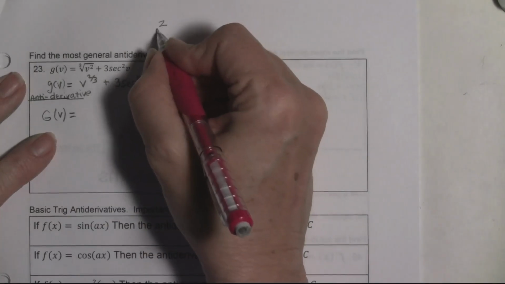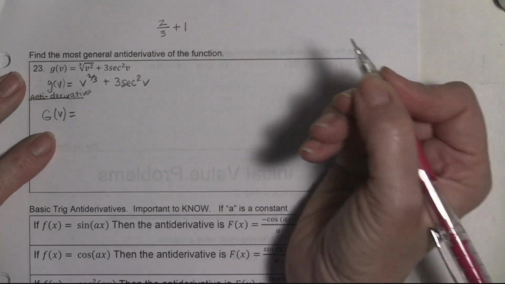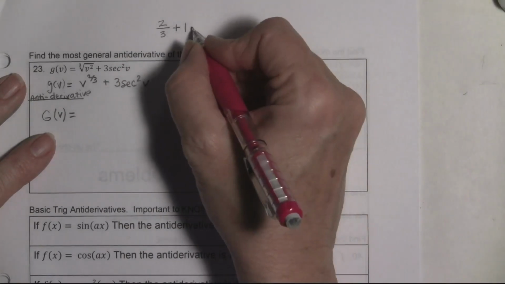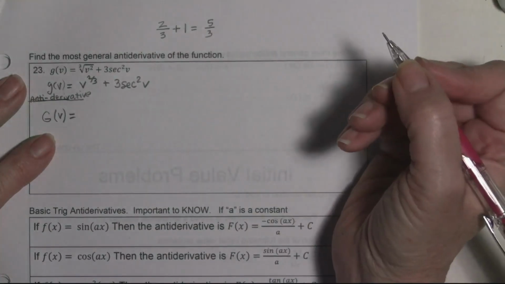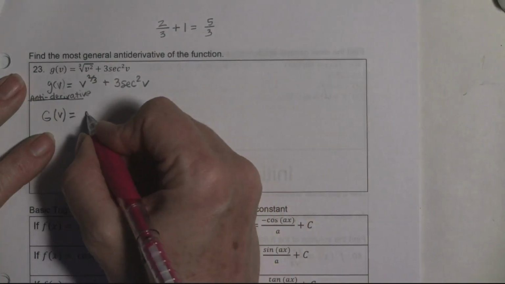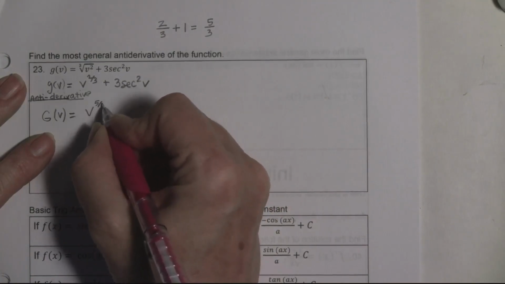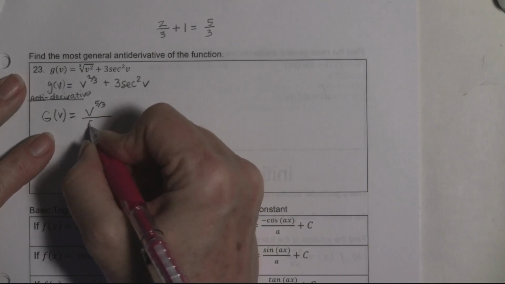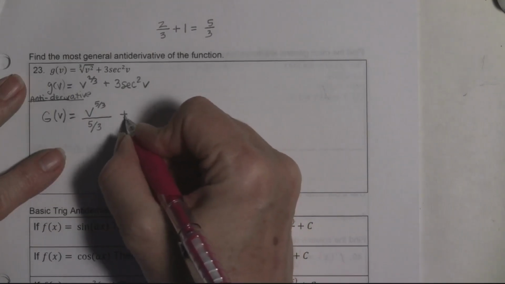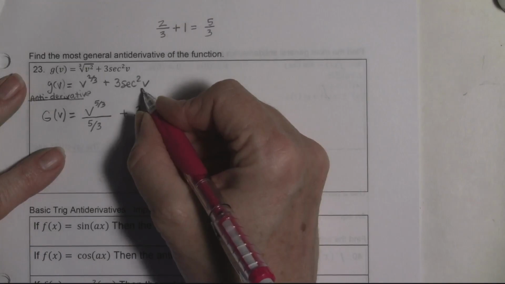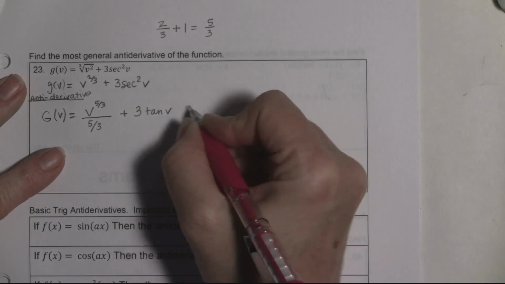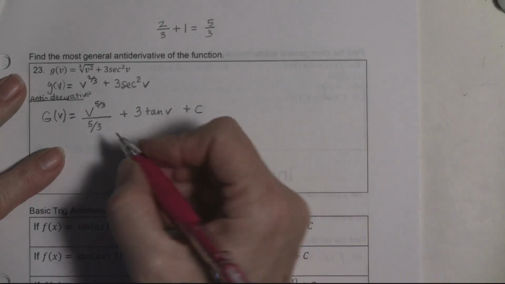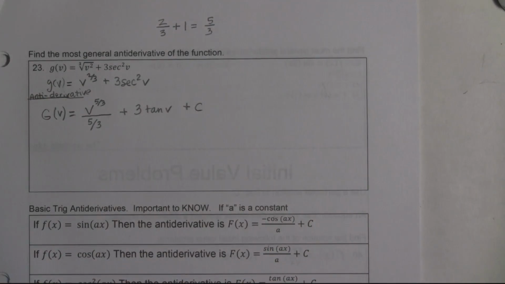So I add 1. I'm thinking 2/3 plus 1, right? Because I'm going to add 1 to the exponent. And that equals 5/3. And you can use your calculator. So this is going to look like v to the 5/3 divided by the same thing, plus 3 times the antiderivative of secant squared v, which is tangent of v, plus a constant. And that's not simplified, to write divided by 5/3. So I just need to fix that up.